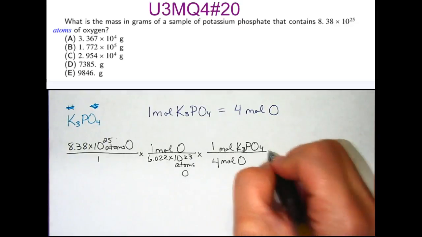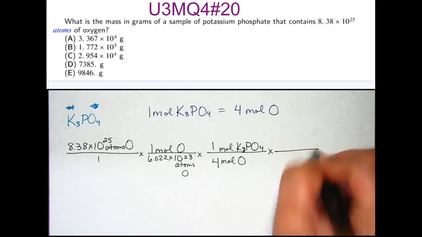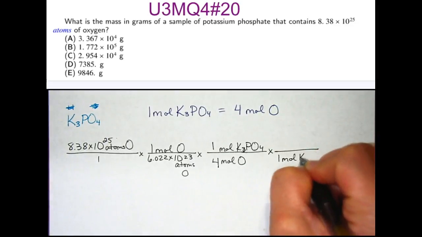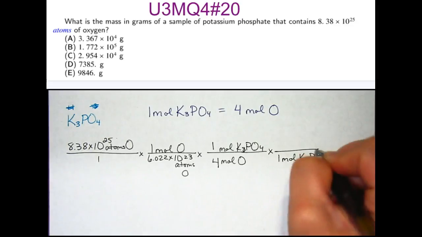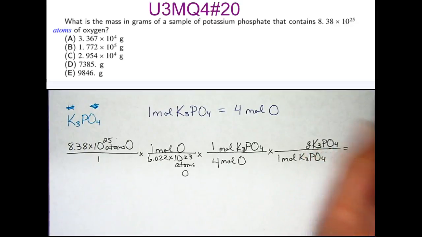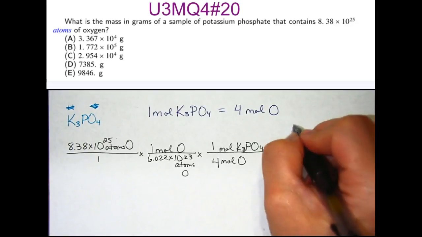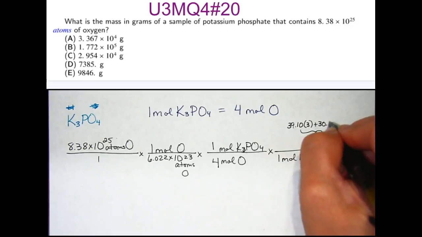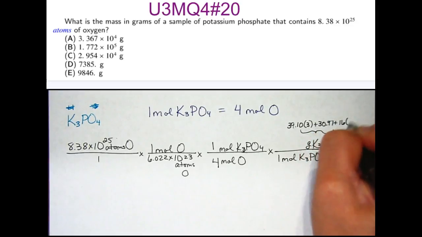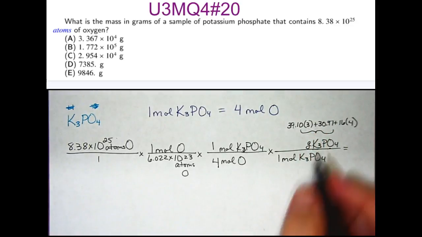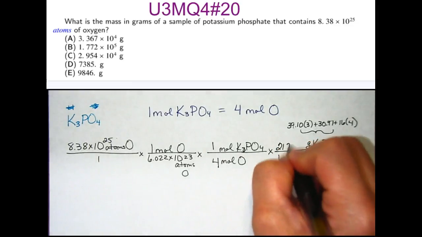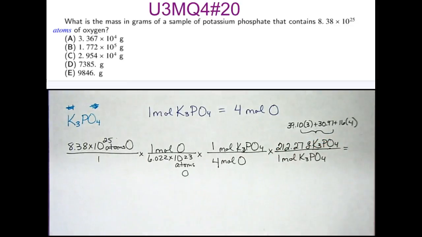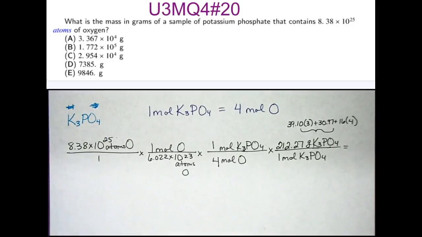And they want our answer to be the mass in grams, so we'll bring down 1 mole of potassium phosphate, and then we'll go to the periodic table to find the grams of potassium phosphate, which would be calculated by taking the molar mass of potassium times 3, plus the mass of phosphorus, plus the mass of oxygen times 4. And this actually gives us 212.27 grams total.